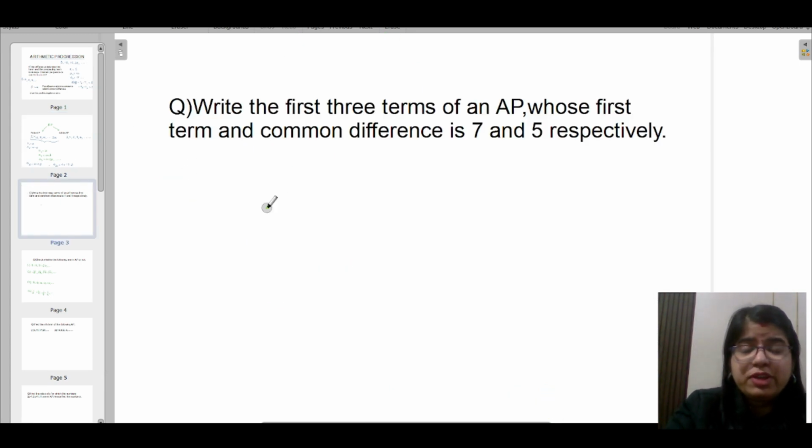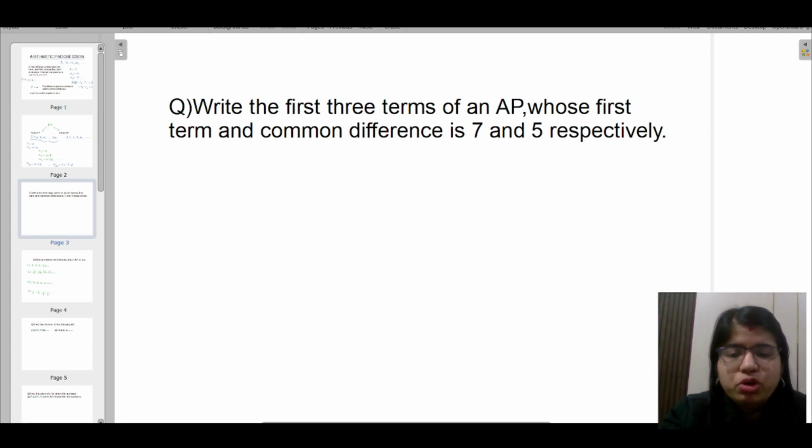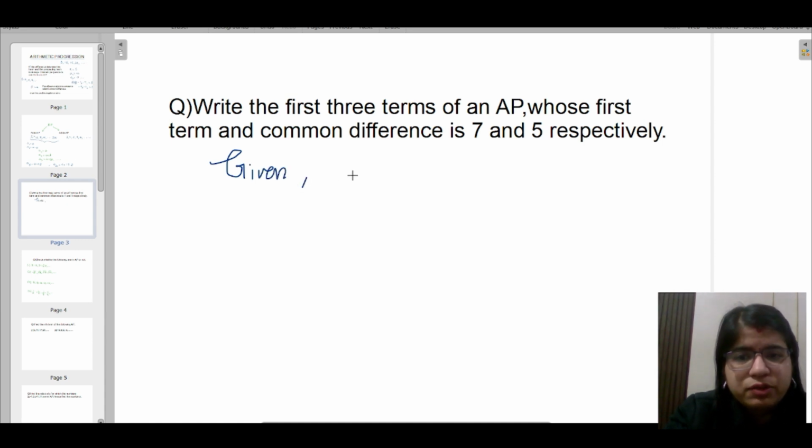Now students, we have some definite questions which are very important for your exam. Like this question: write the first 3 terms of an AP whose first term and common difference are 7 and 5 respectively. Okay, so here we are asked about the first 3 terms. The first term is given, which is A. It is written 7 here. And the common difference D is given as 5.